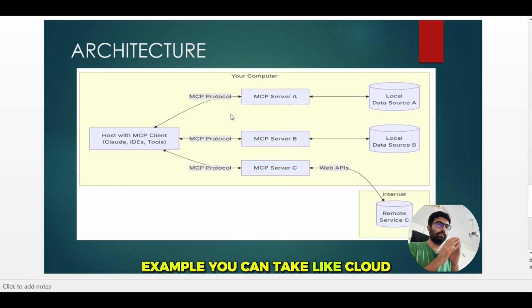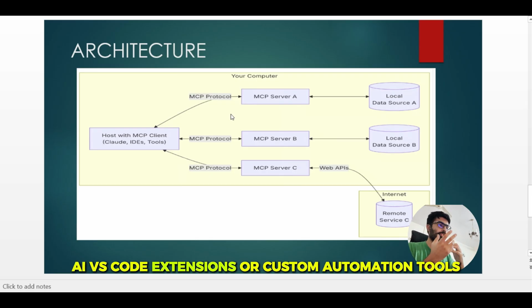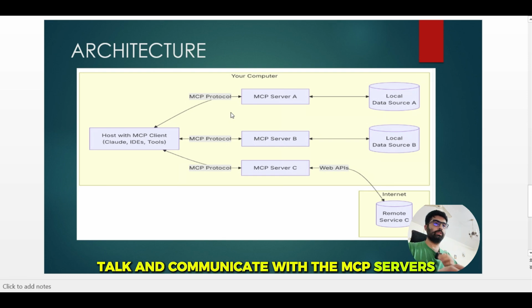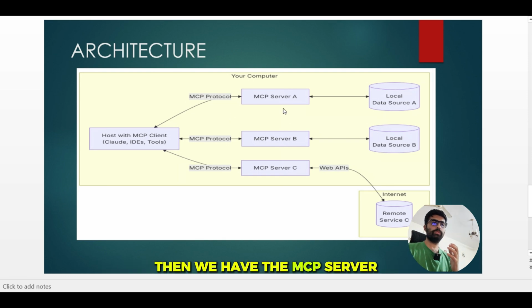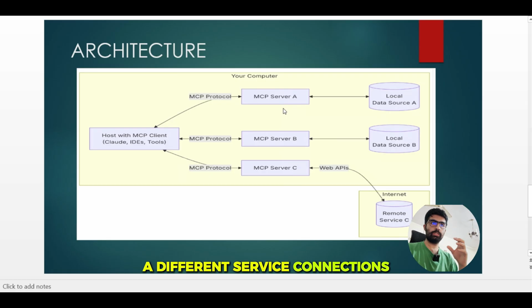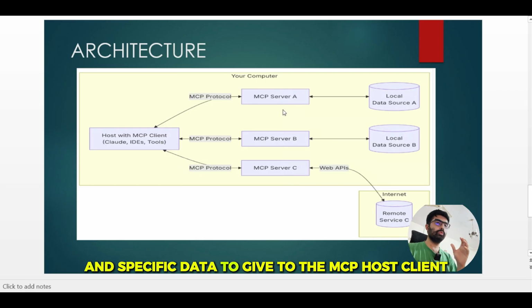For example, you can take Cloud AI, VS Code extensions, or custom automation tools. So these custom automation tools use the MCP protocol to talk and communicate with the MCP servers. Then we have the MCP server. Each server handles different requests, different service connections, and specific data to give to the MCP host client.